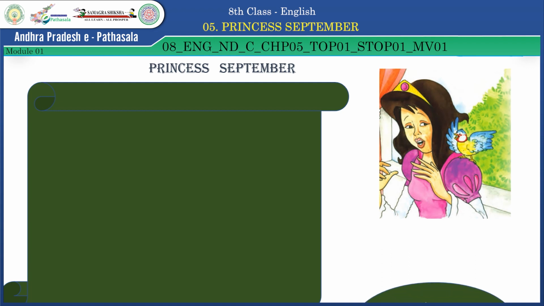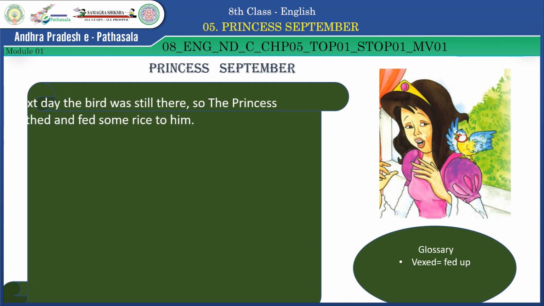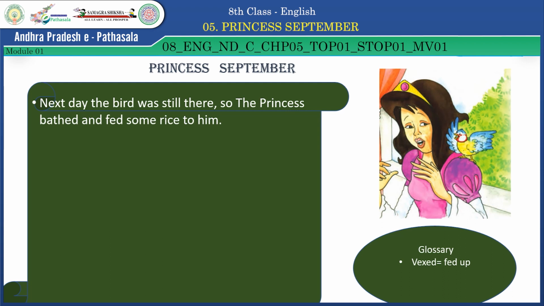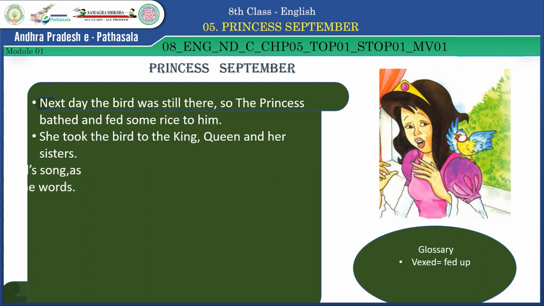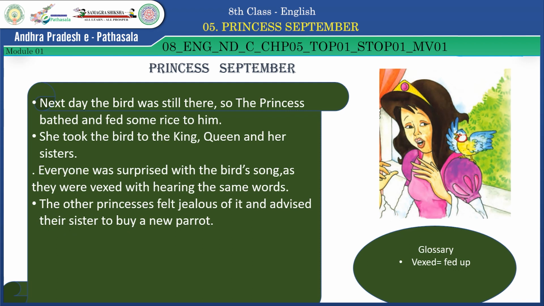Princess September. Glossary. Vexed, fed up. Next day, the bird was still there. So the princess bathed him and fed some rice to him. She took the bird to the king, queen, and her sisters. Everyone was surprised with the bird's song as they were vexed with hearing the same words. The other princesses felt jealous of it and advised their sister to buy a new parrot. But Princess September refused.